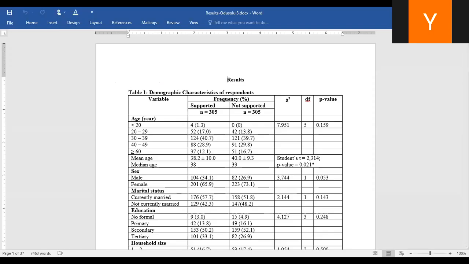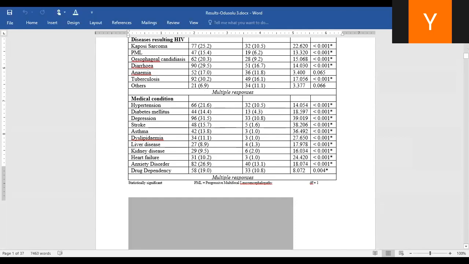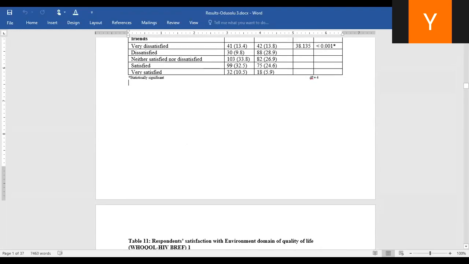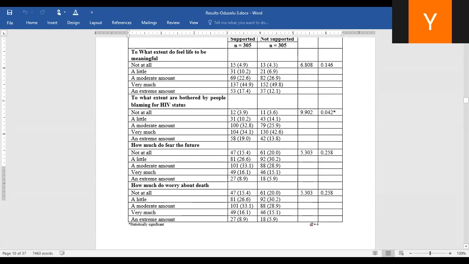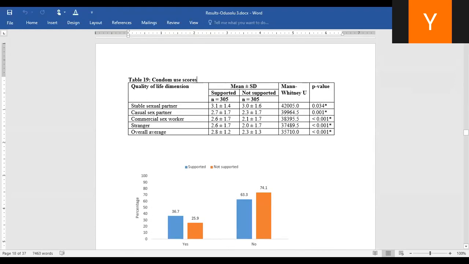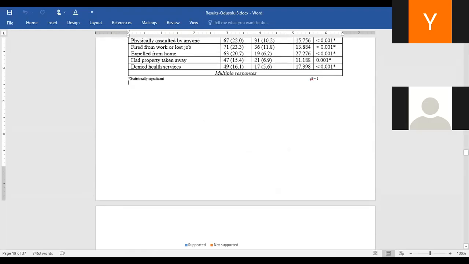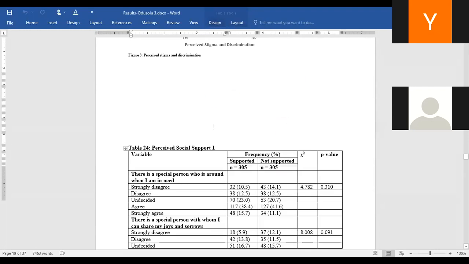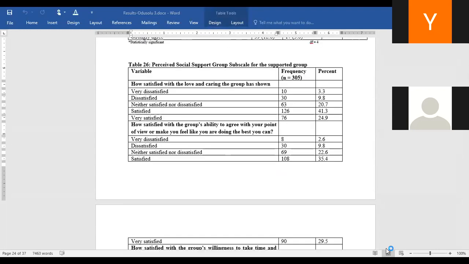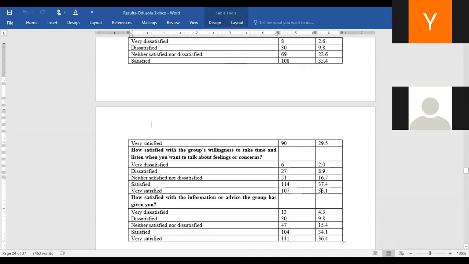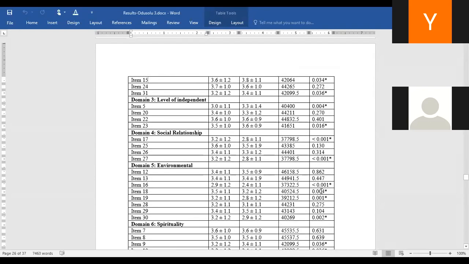Can you see? Can everybody see what I'm sharing? If somebody can see, let me know. Yes, sir. Yes, sir. We can see. I want to show you part.